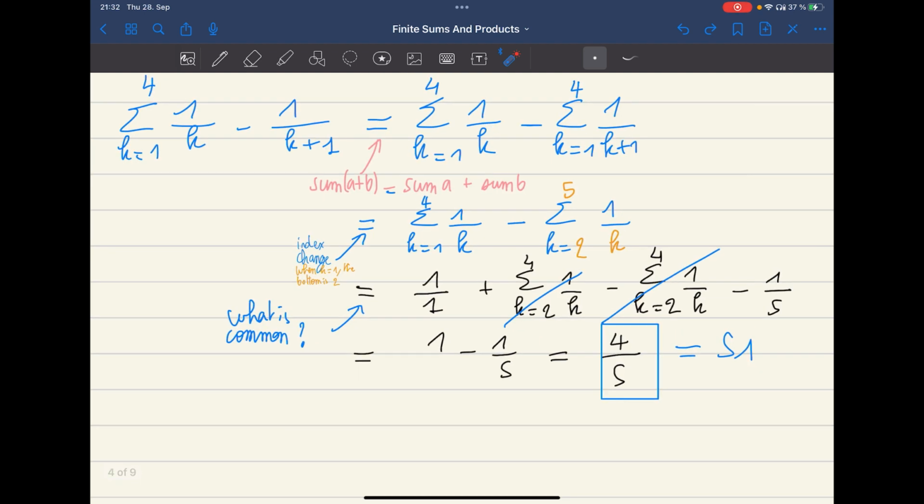Then I look at what is common. What is common is k from 2 to 4 here, and from 2 to 4 there. I just have to put away k equals 1 here, and k equals 5 here. And here you go. This is the result for the first sum.